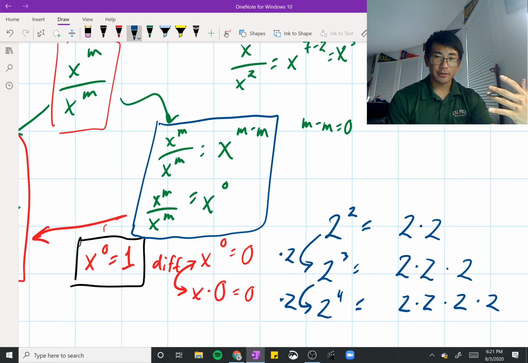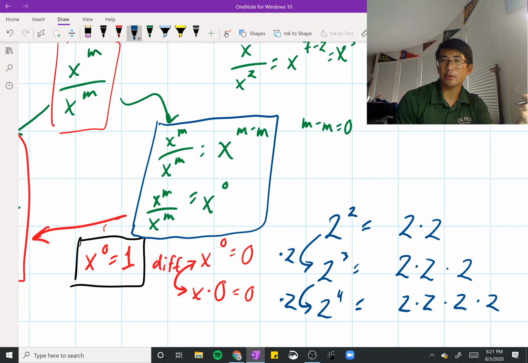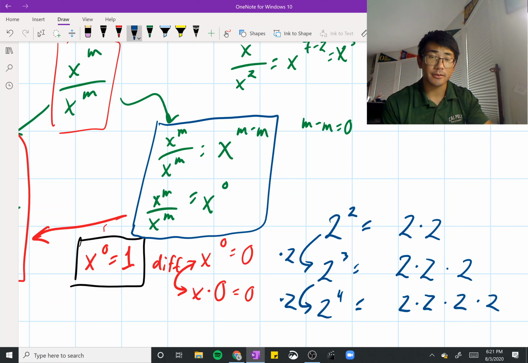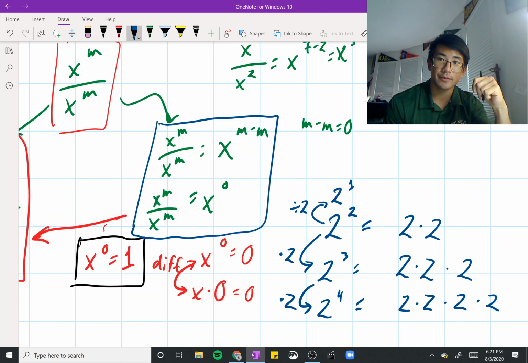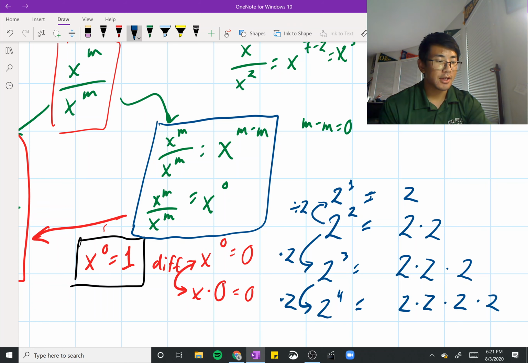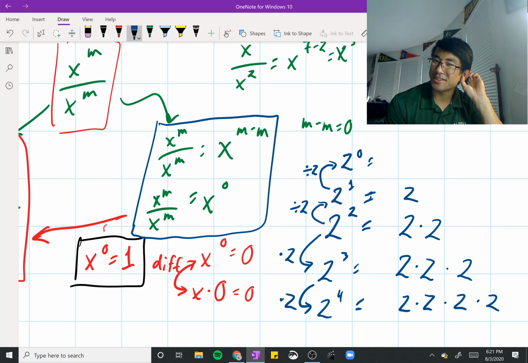If we think about patterns, going forward, I would multiply by 2. So going backwards, I would divide by 2, right? And so here, I'll divide by 2 to get 2 to the first power, which would just be 2, because that makes sense, there's just one 2 there. If I follow this again, divide by 2, that'd be 2 to the 0. And what's 2 divided by 2? That would equal 1. And so 2 to the 0 would equal 1 by that logic.